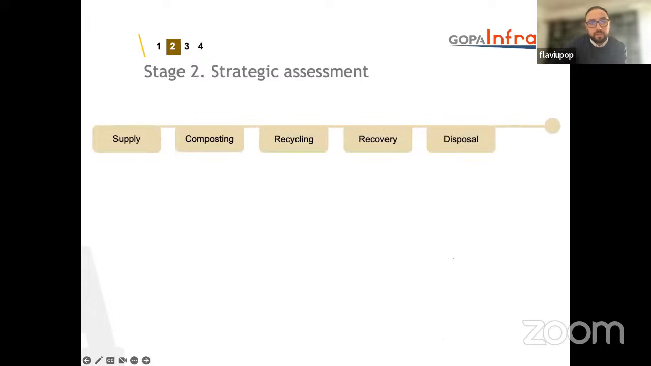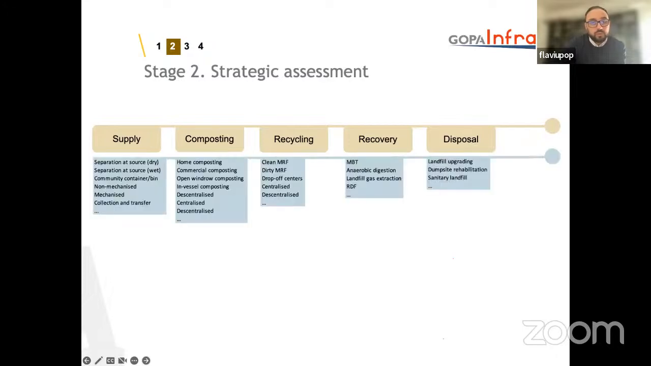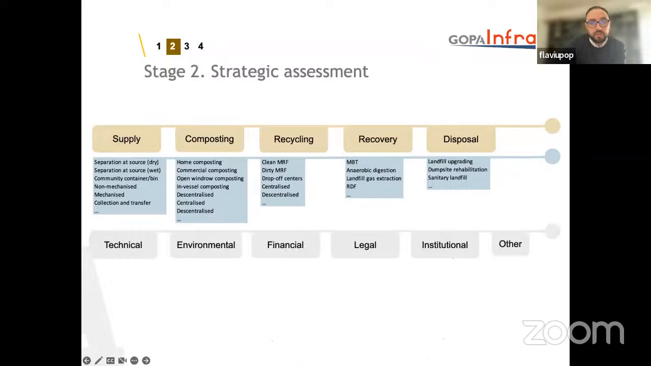So, for example, we have here some typical stages or phases in the service, in the value chain, depending on where your project is located in the waste management system. So we have here waste generation and collection in the supply part. We have treatment such as composting, recycling, recovery, and we have disposal. And what we do is create a long list of potential interventions under each of these stages. After we create this long list, we must document the technical, environmental, financial, legal, institutional, and other aspects related to any of these interventions.